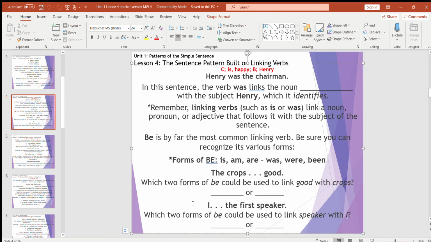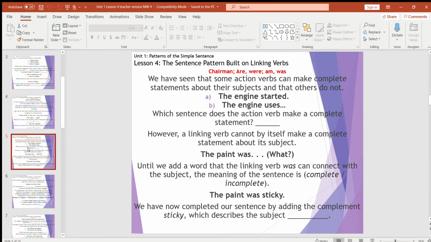I blank the first speaker. Again, which two forms of be can we use to link the noun speaker to the subject I? You could say I am the first speaker, or in past tense, I was the first speaker. So we have seen that some action verbs can make complete statements about their subjects, but others do not.